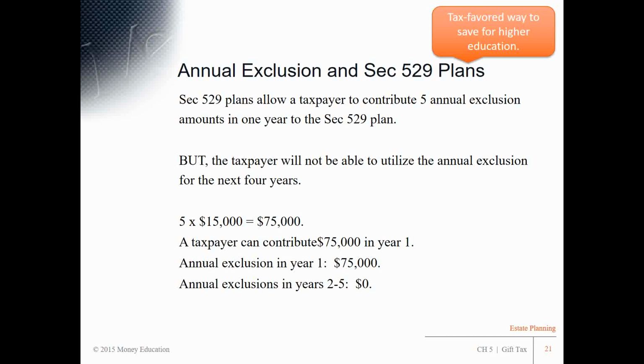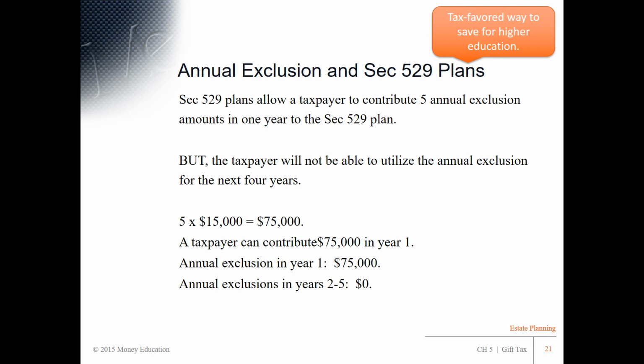Okay, the annual exclusion and Section 529 plans. Now recall that these Section 529 plans are tax-favored ways to save for higher education. Now the Section 529 plan rules allow a taxpayer to contribute 5 annual exclusion amounts in 1 year to the Section 529 plan. But the taxpayer will not be able to utilize the annual exclusion for the next 4 years. So 5 times the annual exclusion amount, $15,000 per donor, totals $75,000. So a taxpayer can contribute $75,000 in year 1.